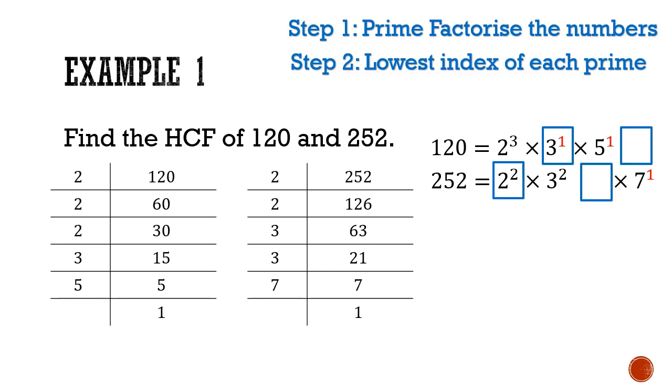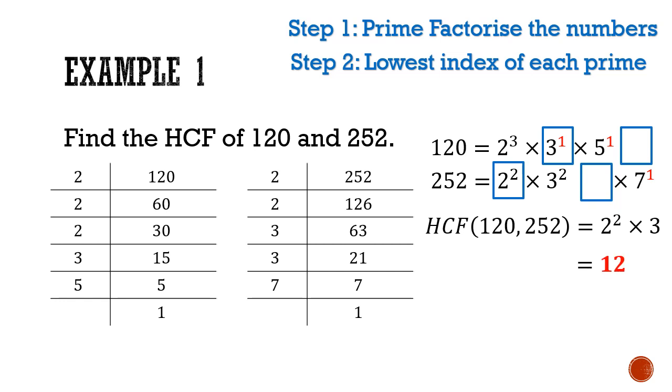So the highest common factor would be the product of what I've circled. The blanks can be considered as times 1. So what I will get for the highest common factor is 2 squared times 3 to the power of 1, and that gives me 12.